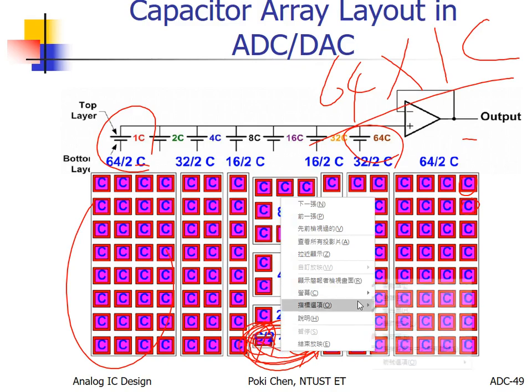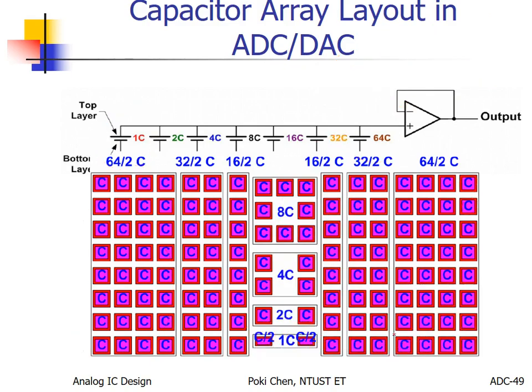So what is my recommendation? Allow me to show you something. For 1C, because we have two 1Cs, in the middle we can have 1 and 1. And how about 2C? We have 2. And how about 4C? We have 4. Bingo! They will still have common centroid, except for the two 1Cs.